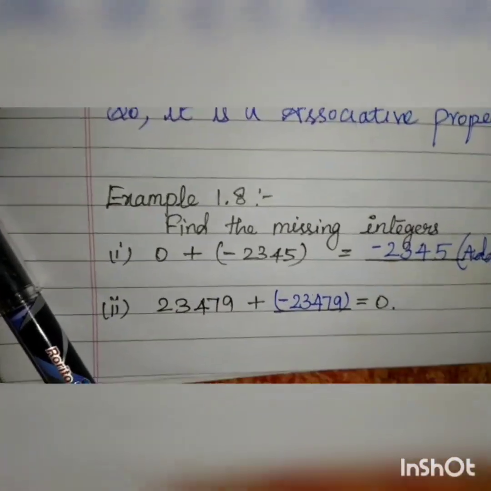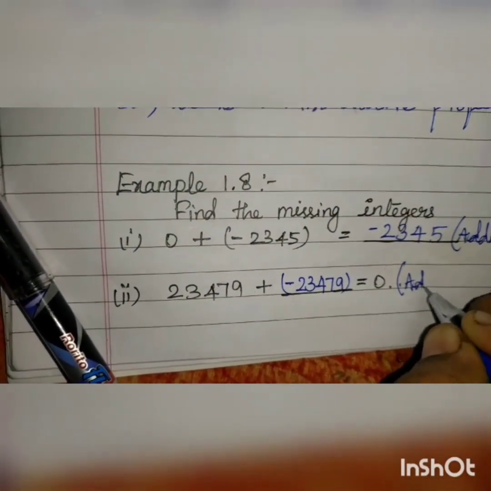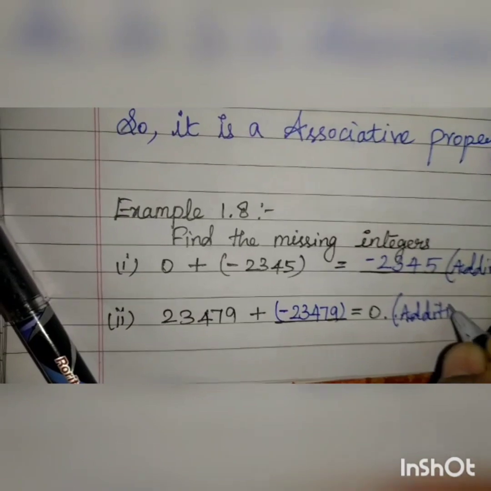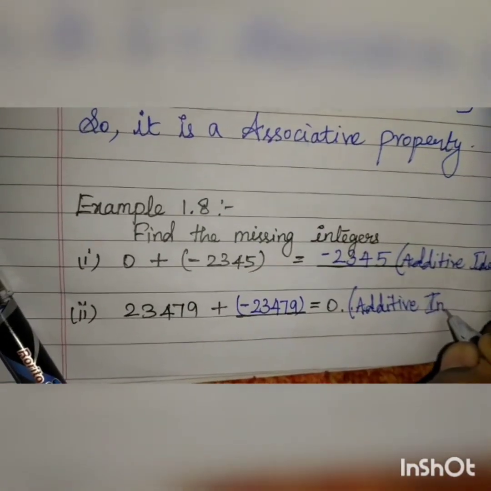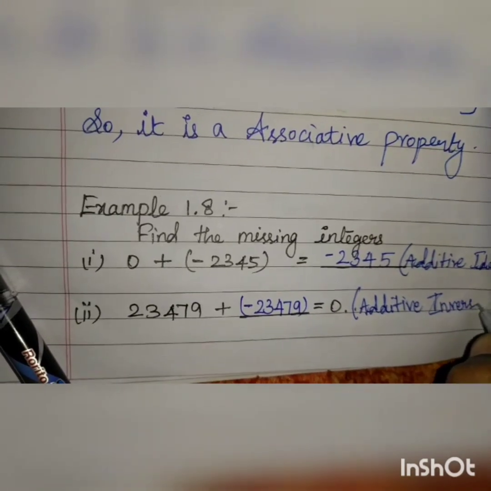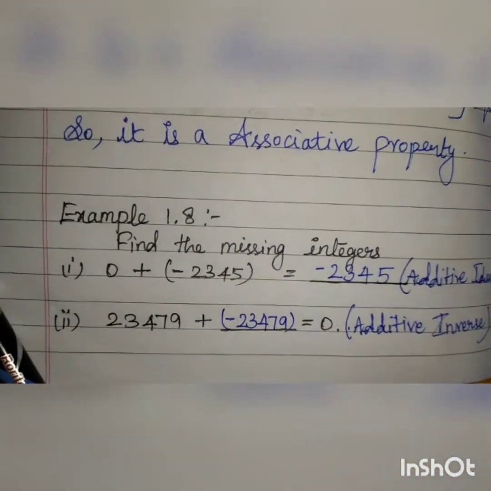What kind of property is this? Additive inverse. Additive inverse. Okay, are you clear on this example?